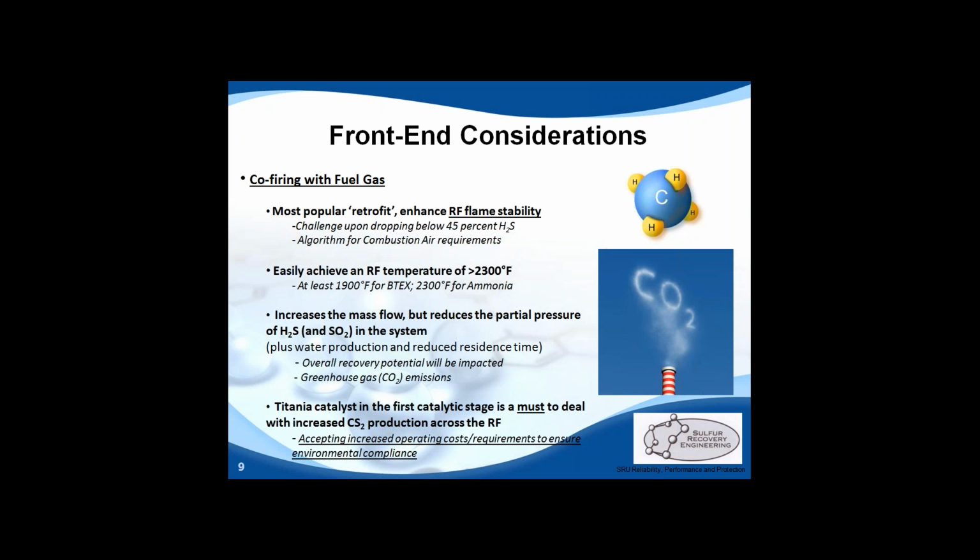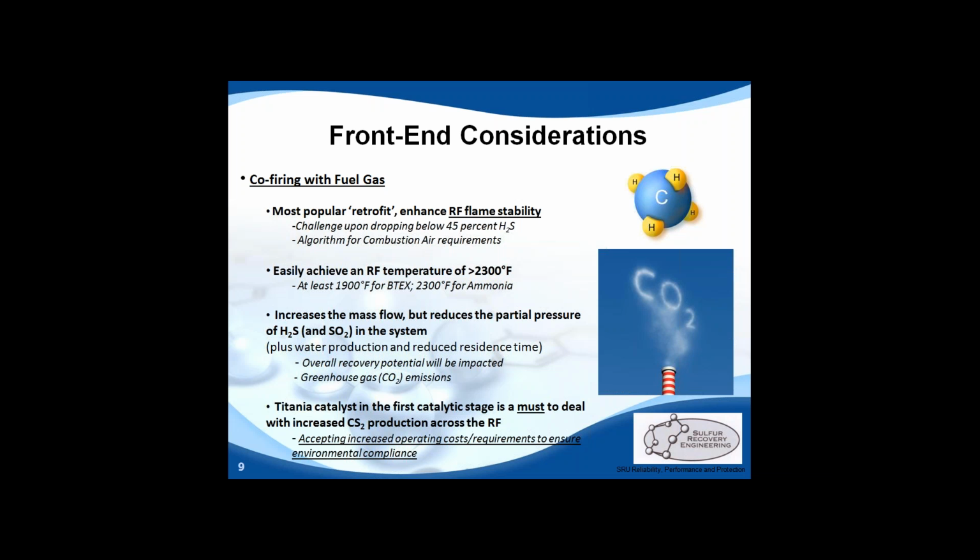Co-firing with fuel gas is by far the most popular retrofit or change to be made when dealing with turn-down conditions. We're able to enhance the flame stability in our reaction furnace or main burner. Of note, there seems to be issues that start developing with flame stability once we start dropping below 40 to 45% H2S.